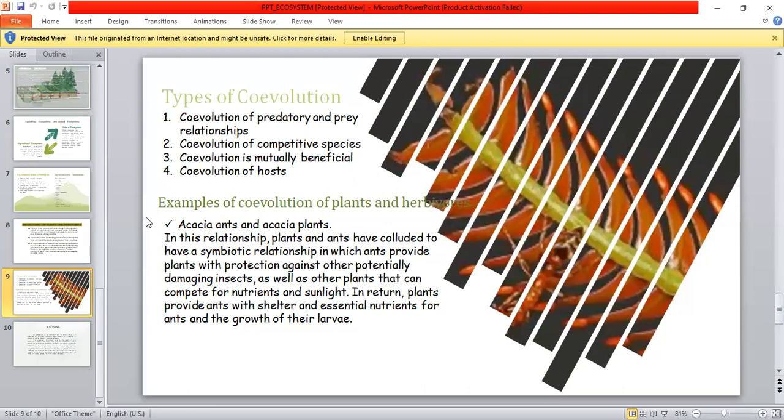Types of coevolution. Number one, coevolution of predator and prey relationship. Number two, coevolution of competitive species. Number three, coevolution that is mutually beneficial. Number four, coevolution of host. Example of coevolution of plants and herbivores, Acacia ants and Acacia plants. In this relationship, plants and ants have a symbiotic relationship in which ants provide plants with protection against other potentially damaging insects, as well as other plants that can compete for nutrients and sunlight. In return, plants provide ants with shelter and essential nutrients for ants and the growth of their larvae. Next.